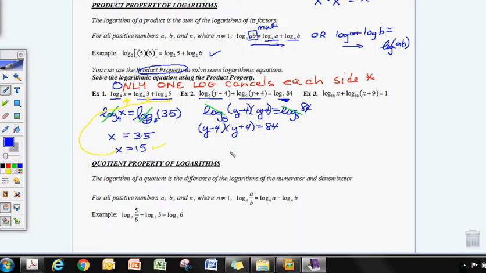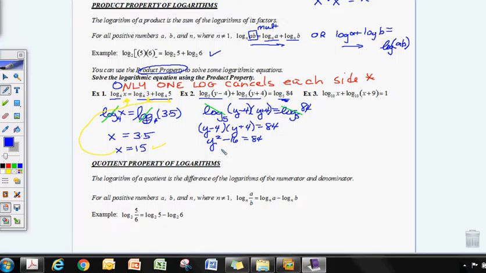Now, how do you solve this? You guys need to remember you have to factor this. So factoring, they're conjugates. Do you guys remember what happens with the conjugates? The middle terms cancel out. This becomes y squared minus 16 would equal 84.